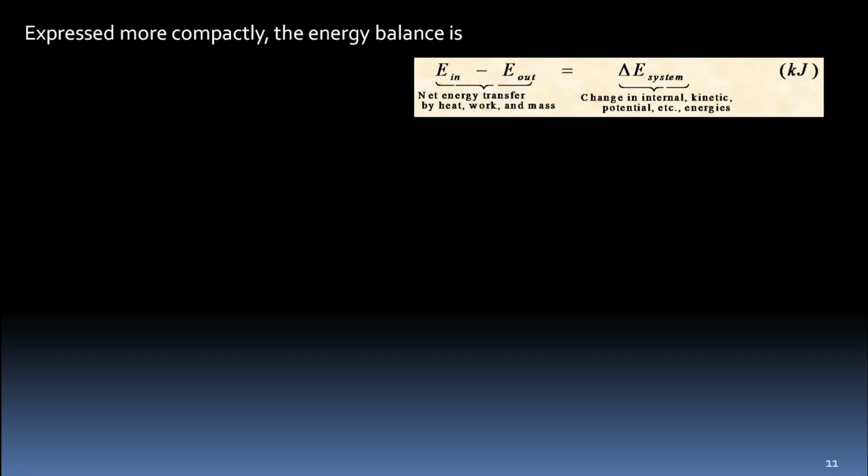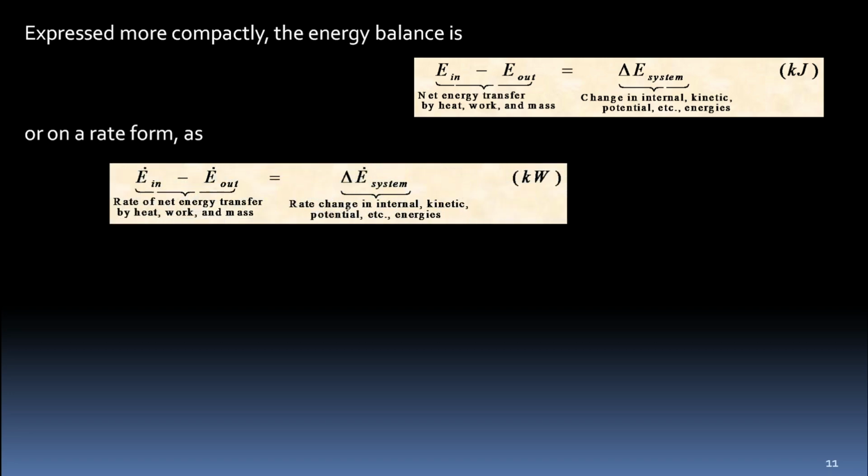So more compactly, you can write like this. Delta E represents change in internal, kinetic, potential, etc. So many forms of energy. Or in rate form, that is per second, per unit time. Per unit time, if you want to write, you have to put a dot on each and every term. If you put a dot on top of each and every term, it will become a rate form, that is per unit time.